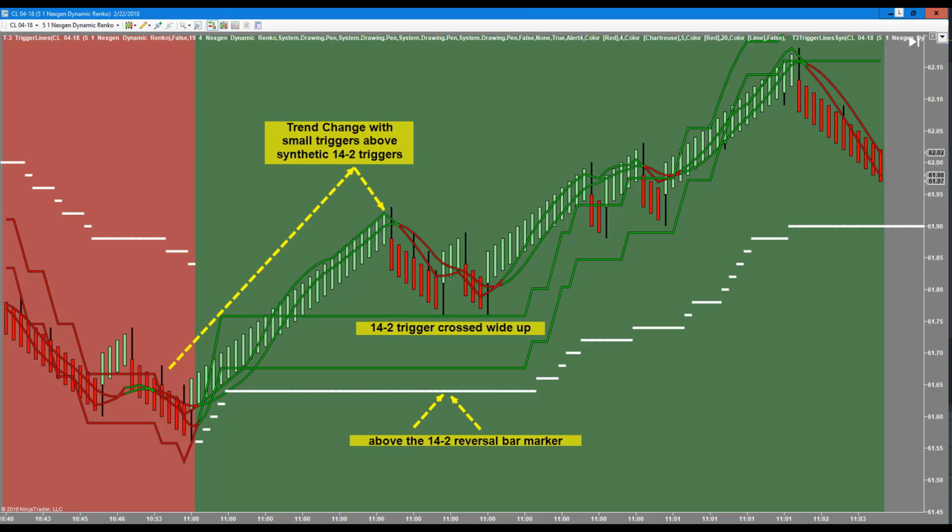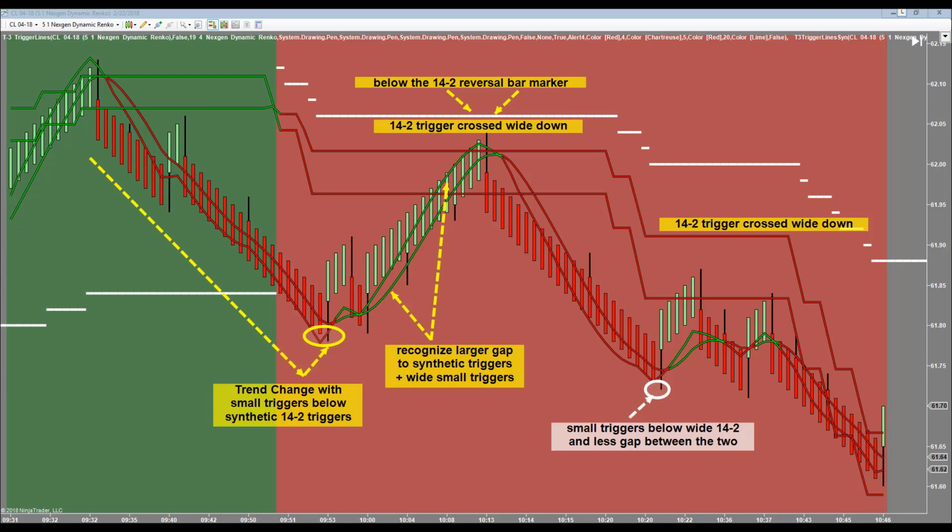In this picture, you see the exact opposite. We had a trend change to the upside. We had the wide 14.2 triggers cross up, and price stayed above the 14.2 reversal bar marker. This is a perfect look for a high probability long trend trade.